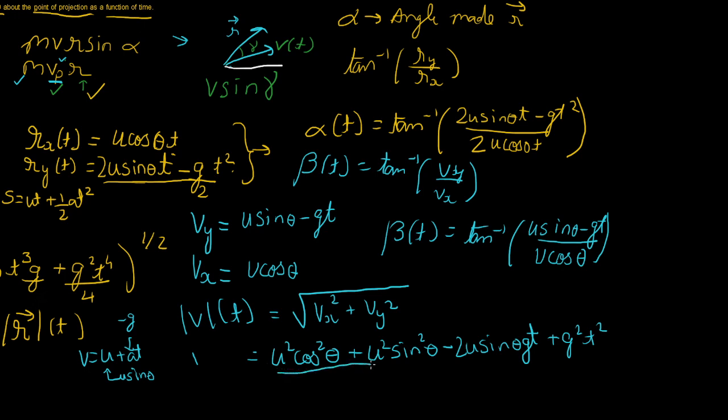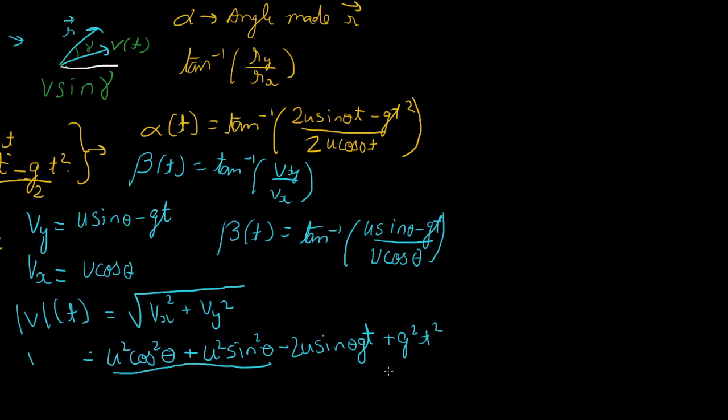Again we can see here that if we take u square common, we have cos square theta plus sine square theta. So finally we are left with the magnitude of the velocity vector as a function of time, which is u square plus u square minus 2u sine theta gt plus g square t square, this whole thing to the power 1 by 2, which is under root.